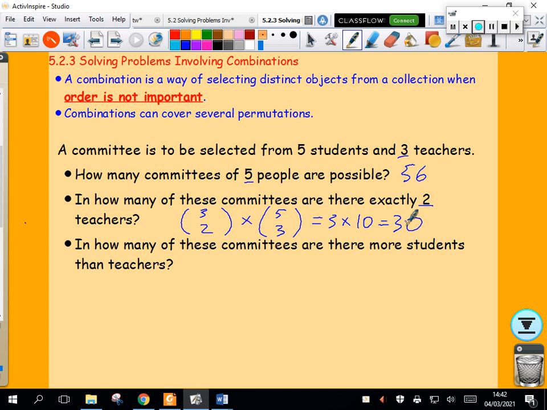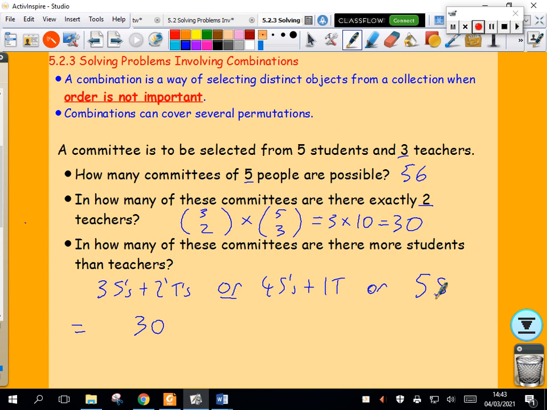And in how many of these committees are there more students than teachers? Well, this is again bringing the second fundamental principle of counting in here, there are different approaches. More students than teachers, well, I could have 3 students and 2 teachers, which is actually what we looked at in the second way. That's a total of 30. Or I could have 4 students and 1 teacher. Or I could make the committee all students, 5 students, and 0 teachers.